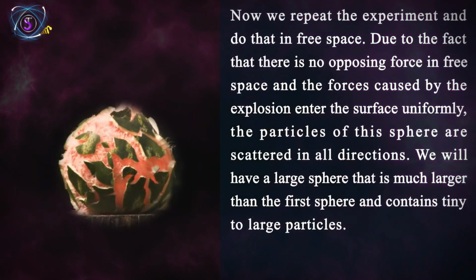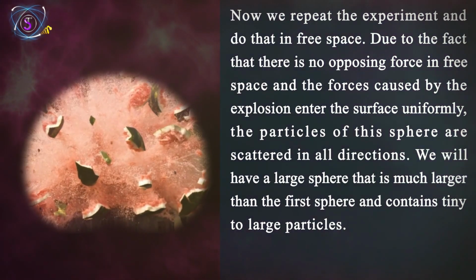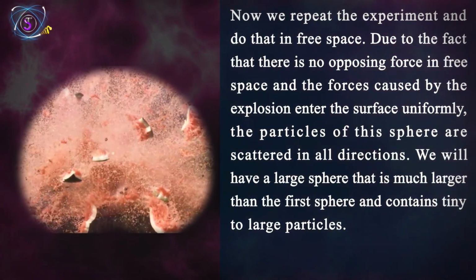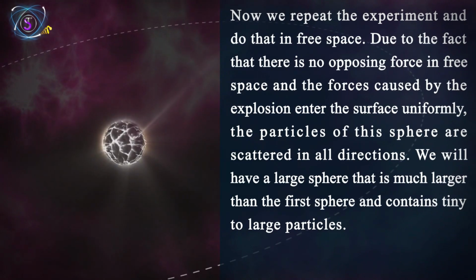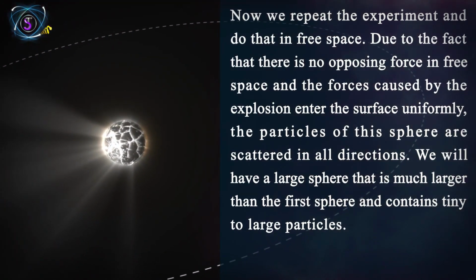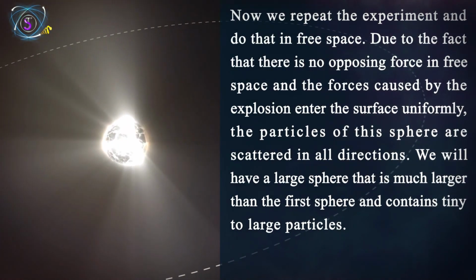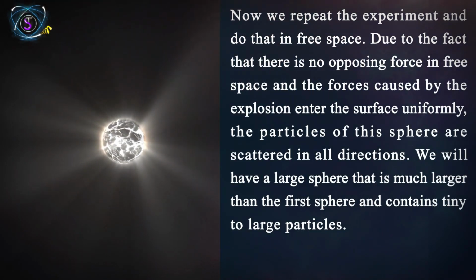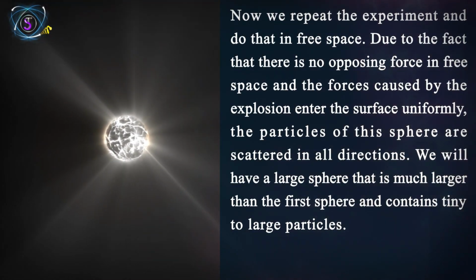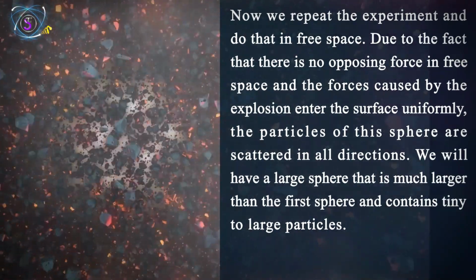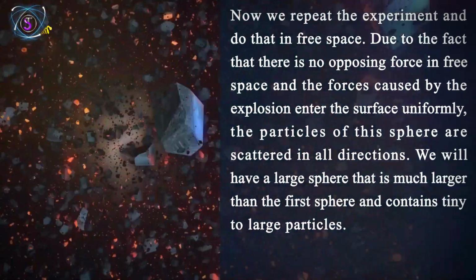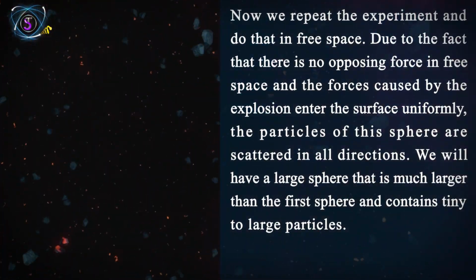Now, we repeat the experiment and do that in free space. Due to the fact that there is no opposing force in free space and the forces caused by the explosion enter the surface uniformly, the particles of this sphere are scattered in all directions. We will have a large sphere that is much larger than the first sphere and contains tiny to large particles.